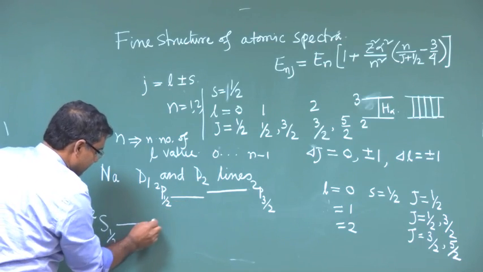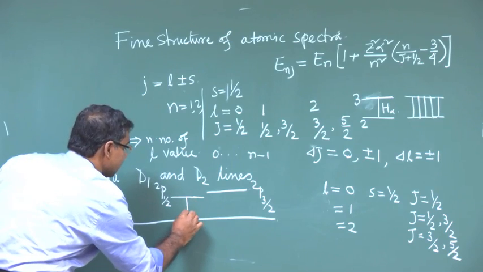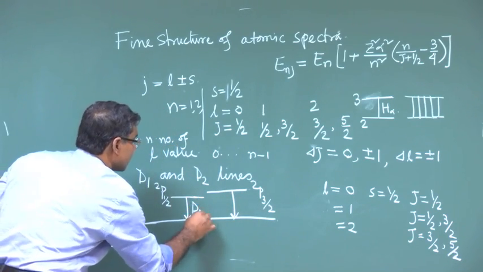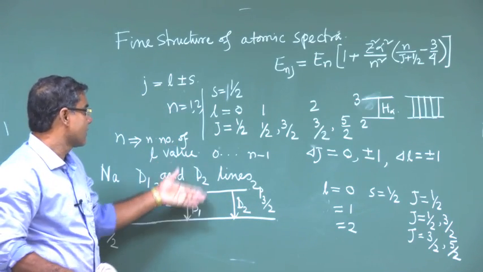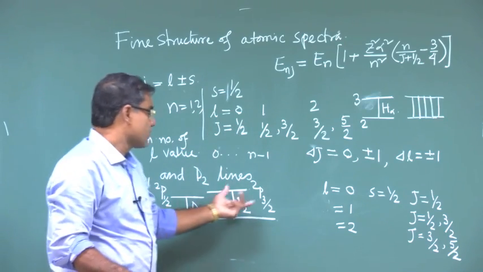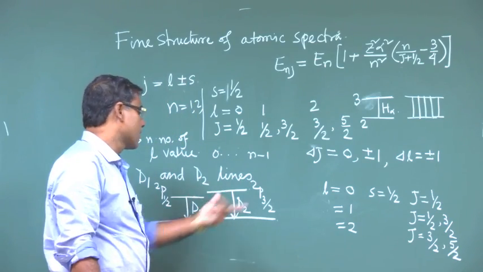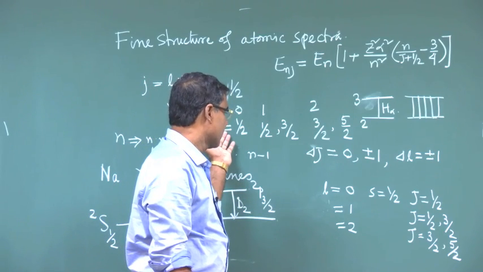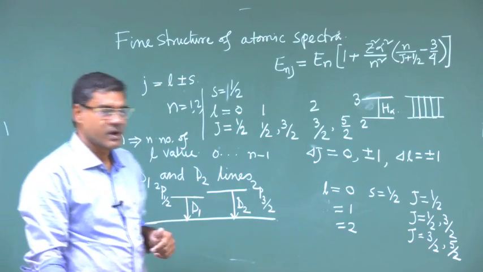So, the transitions are basically from this level to this level. This one is D1, another is D2. Earlier, when J was not considered, these two were showing as one line. You get D1 and D2 because of this LS coupling, that resultant J. So, now that also we are able to explain.